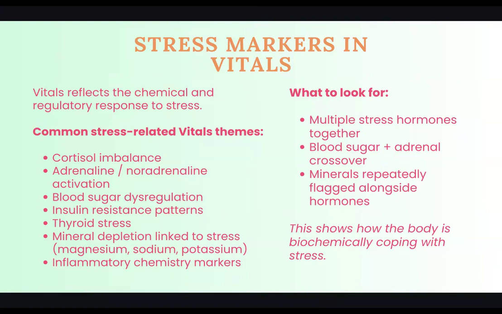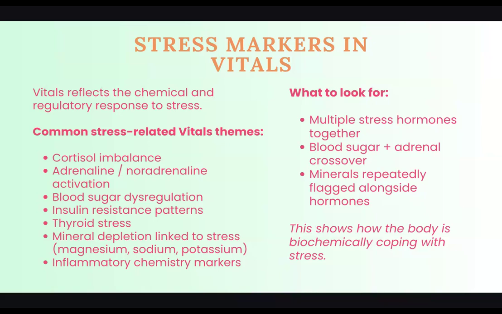Okay. There are a lot of parts of our body that will show us stress. Any of our systems really under pressure can be causing internal stress in us. But things that we will look for specifically are cortisol imbalance, adrenaline, noradrenaline activation. So you saw before my adrenaline was already highlighted. Blood sugar dysregulation is a big one.